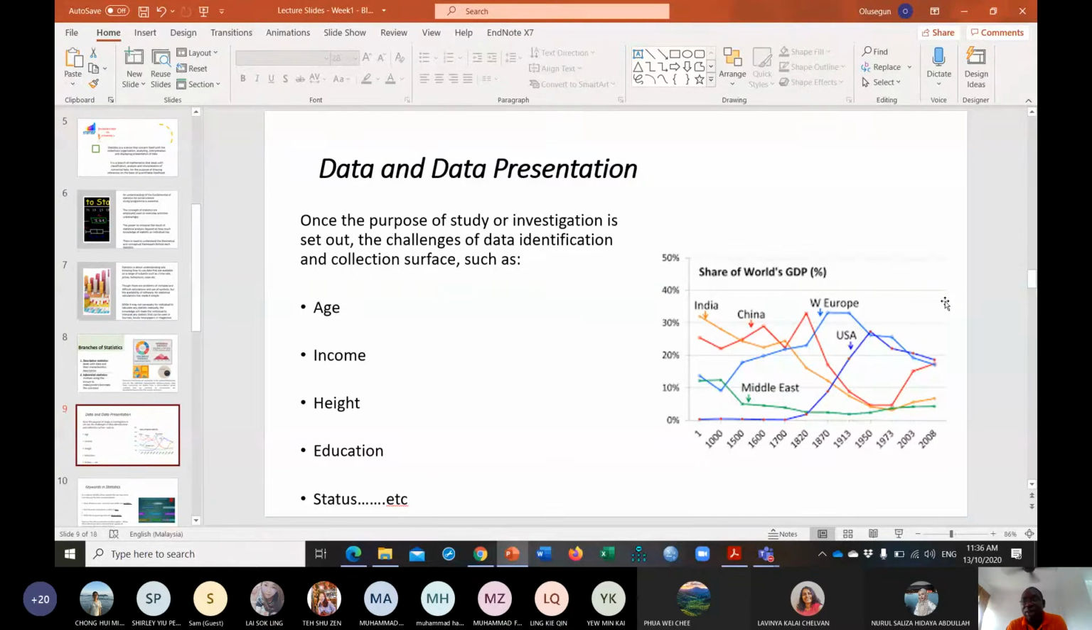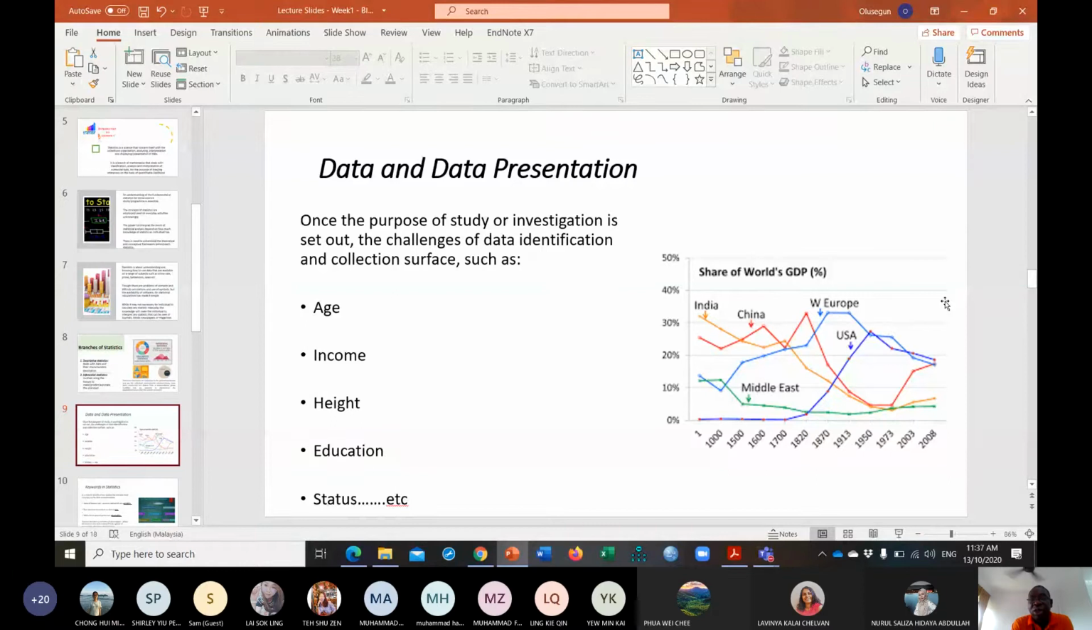So the chart I have here is talking about the share of gross domestic product, GDP, across the world. So we can say the Middle East, China, India, West Europe, and the USA. So all these are information that can be used in predicting some other things in the future, or to understand what exactly is happening. Because the GDP could have an effect on individuals in a nation. So we can use this GDP to know how poor or how rich individuals of a country are.